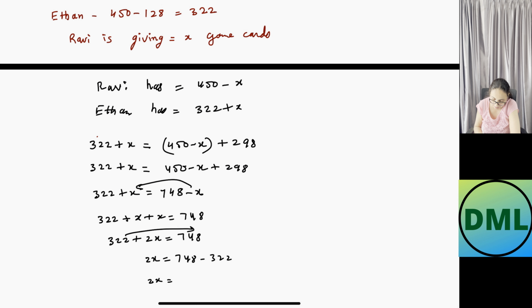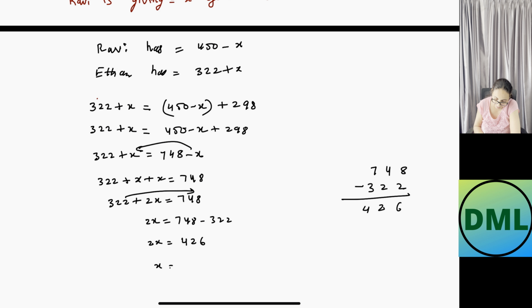So 2X is equal to, I need to subtract it. Let's subtract it here. Minus 322. 8 minus 2 is 6. 4 minus 2 is 2. 7 minus 3 is 4. 426. Let's write down here 426. To get the answer for X, this should be divided by 2. 426 divided by 2. Let's divide it here.